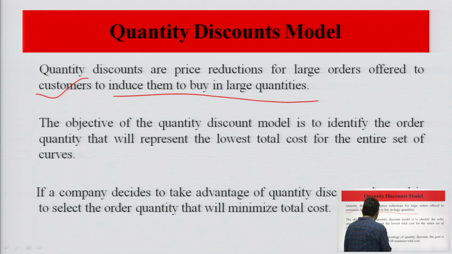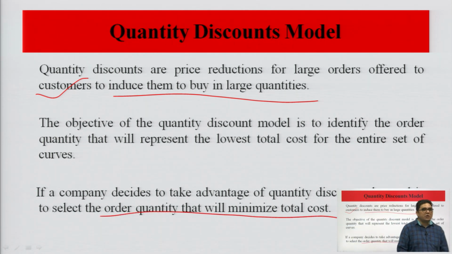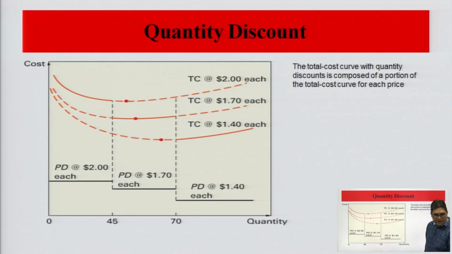Next, a company decides to take advantage of the quantity discount. The goal is to select the order quantity that will have the minimum cost. It is okay that a discount motivates the consumer to purchase in large quantity, but it is the company which has to decide what the bracket should be. On every product, a company cannot give a discount. So there has to be some minimum criteria: if the consumers purchase this number of goods, then only will they get a certain discount. This needs to be decided by the company itself.